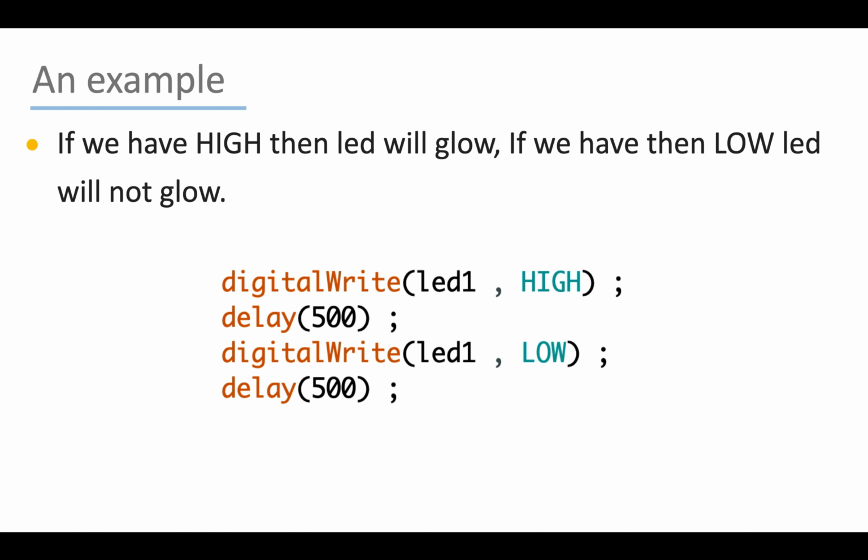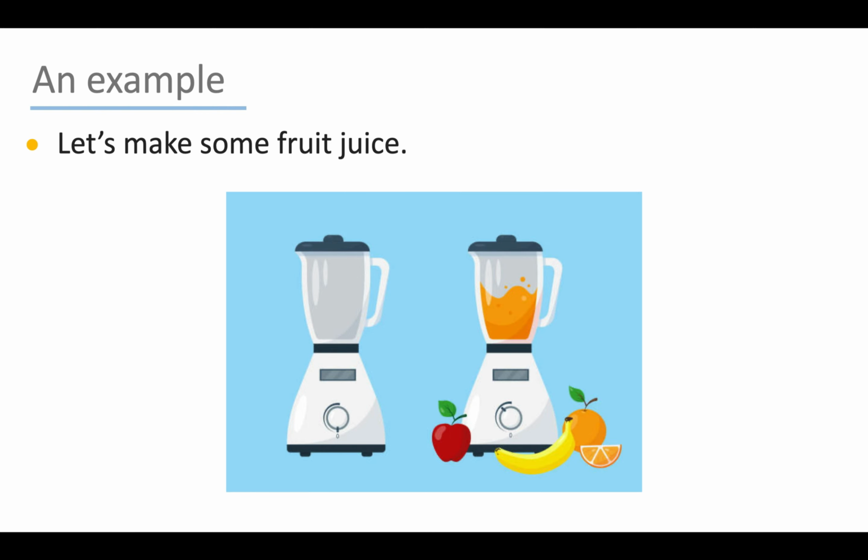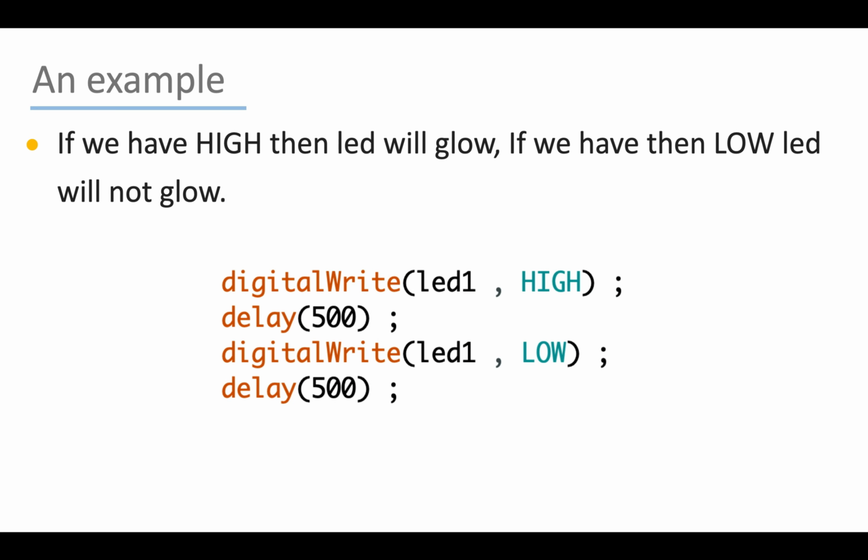Now there's one more thing here. Like in the blender, you can't put rocks. In that case, the blender will break down. Similarly, we need to provide the proper attributes to the inbuilt functions so that they can work properly. Like in delay, you can't provide LED1 and HIGH, it will not work. Similarly in digitalWrite, you can't provide 500. So these are the inbuilt functions, and I hope you got what they are, how we can call a function and how we can use them.